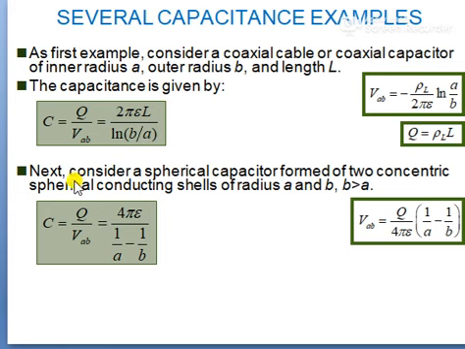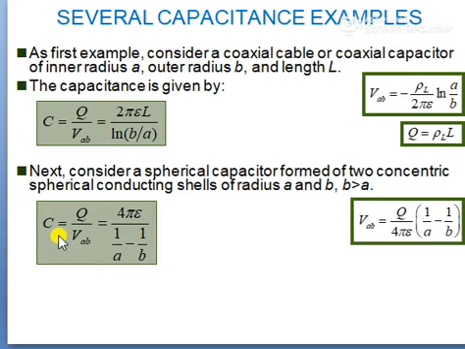Next, consider a spherical capacitor formed of two concentric spherical conducting shells of radii A and B, where B is greater than A. A is the inner spherical shell and B is the outer shell. Since I do not have a diagram available, you can imagine the diagram of the spherical and the coaxial capacitor.